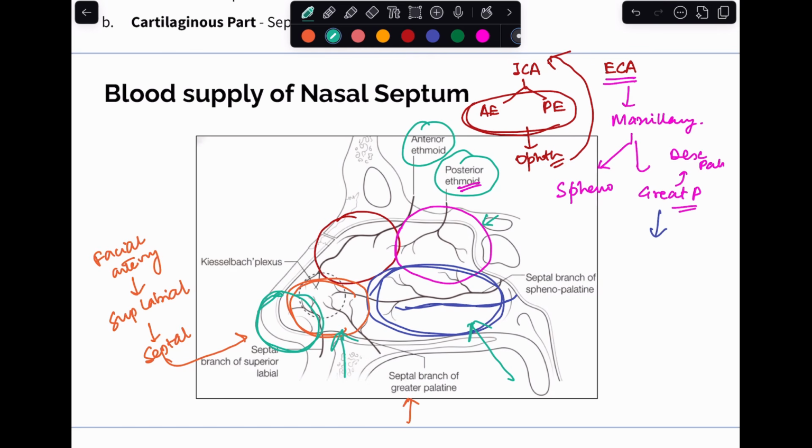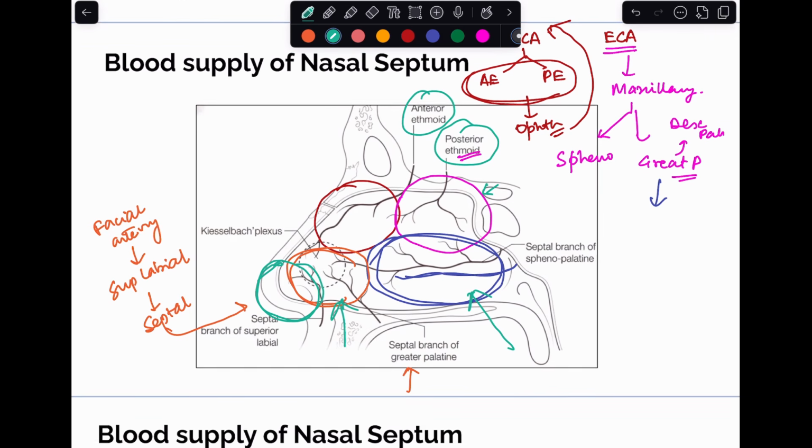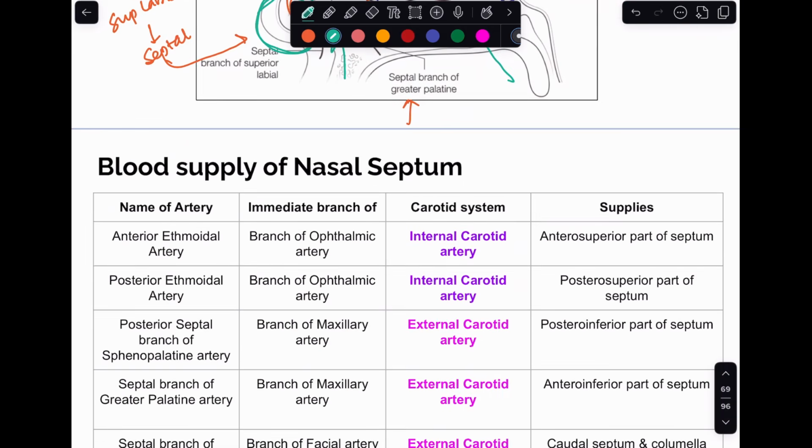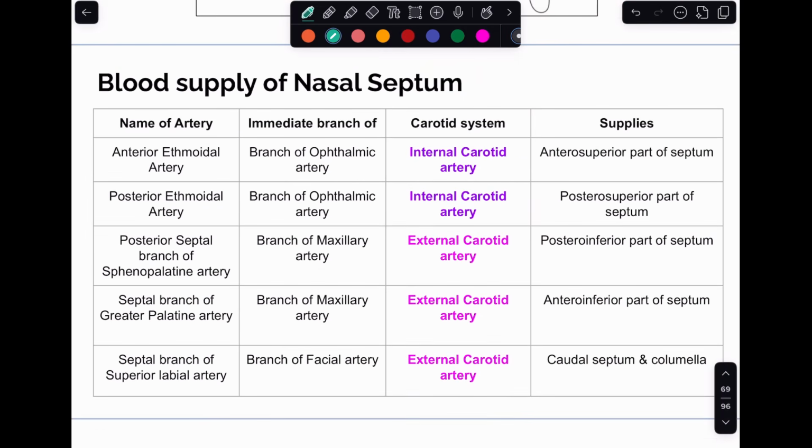So the facial artery has a branch which is the superior labial artery, and the superior labial artery gives off a septal branch to supply the caudal septum and the columella. So these are the 5 different arteries supplying the blood supply of the nasal septum. And this table is very, very important for you to remember so that you're able to answer this question.